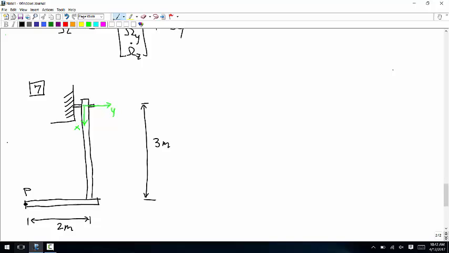The 3-meter bar rotates with an angular velocity of, okay, so let me number these. So this is 1 and this is 2.